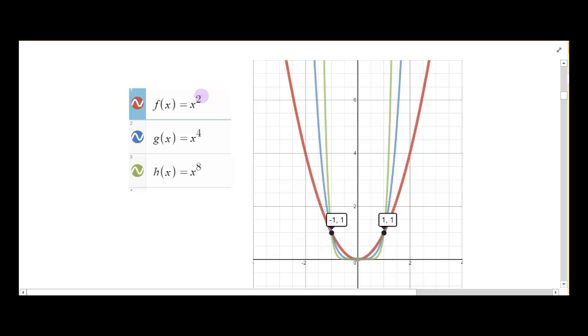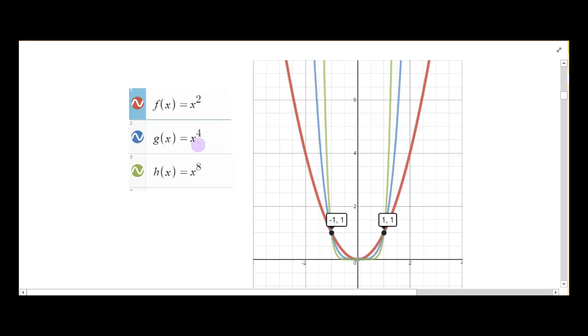As the exponent in my function increases, you can see that the graph of my function tends to get skinnier, so they are moving in towards the y-axis, or getting a little bit skinnier as we have them coming through here. You can also see that each of these functions are passing through the same two ordered pairs here, -1, 1, and 1, 1. And then another thing you may notice is that they tend to get a little flatter down here in between those two numbers.